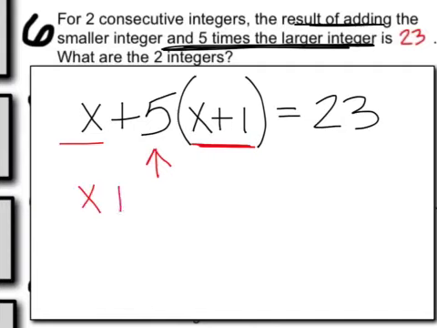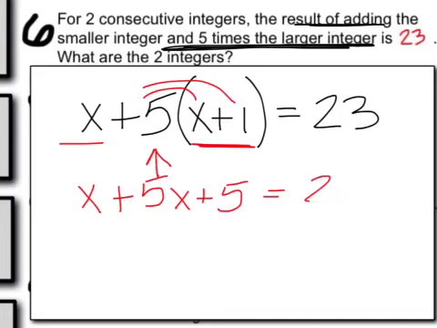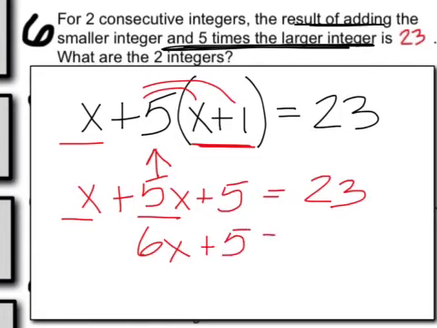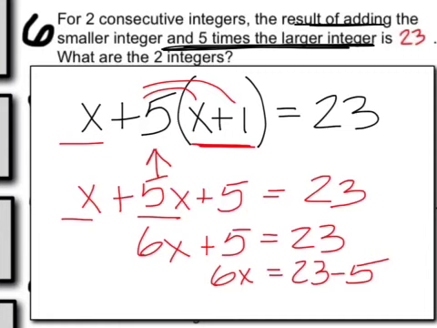So you have x plus, and distribute the 5. 5x plus 5 and equals 23. So this would be x plus 5x, which is 6x, and then plus 5 equals 23. So 23 minus 5. You'll come up with 18, just barely fitting it in at the bottom here. So clearly x is going to be 3, which makes the larger one 4.